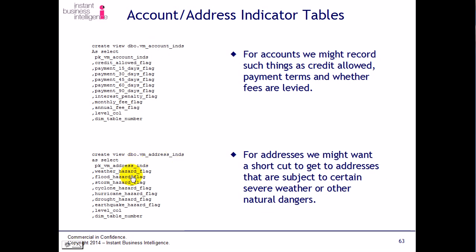An address indicator table would have something like, is there a weather hazard? Just this week, if you go back and read the 11th of February 2014, you'll notice that lots of areas around London capital are flooding. So you would have a flood hazard or a storm hazard or a weather hazard like cyclone, a hurricane hazard, drought hazard, earthquake hazard. So you have various address indicators.